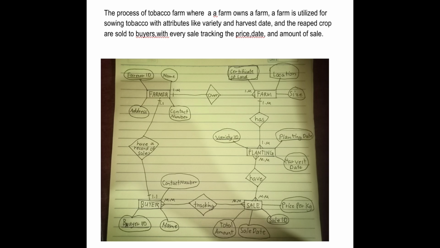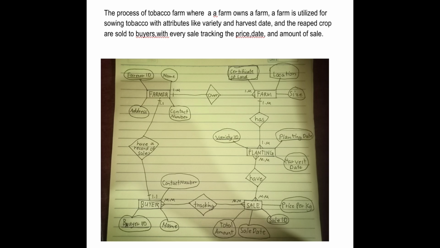First entity, farmer. The attributes of farmer are farmer ID, name, address, and contact number. And the primary key, or the unique attribute, is farmer ID. The second entity is farm. The attributes of farm are certificate of land, location, and size. And the PK of farm is certificate of land. Third entity is planting, and the attributes are variety ID, planting date, and harvest date. And the primary key of planting is variety ID.